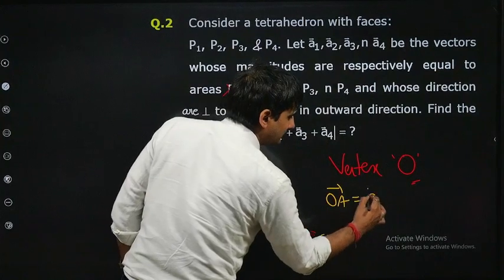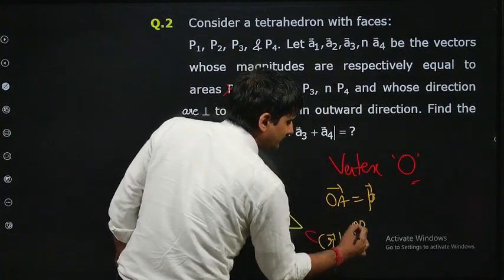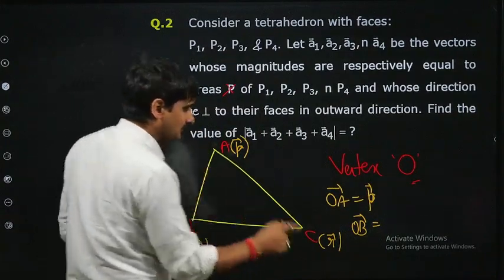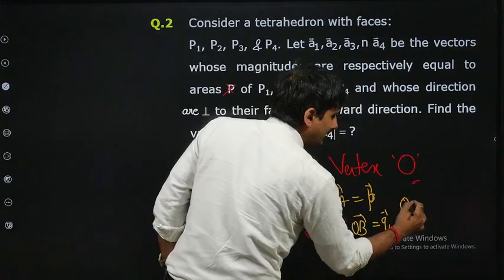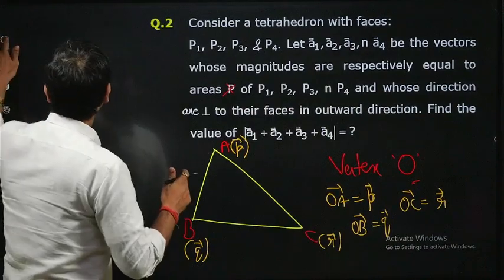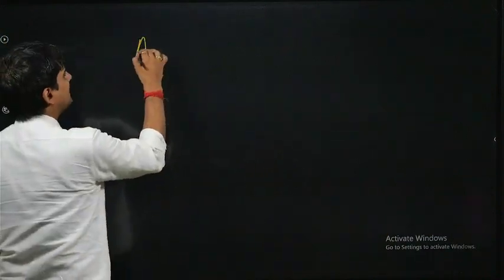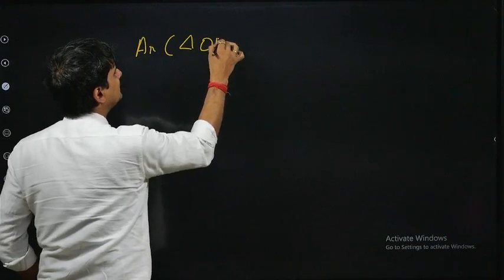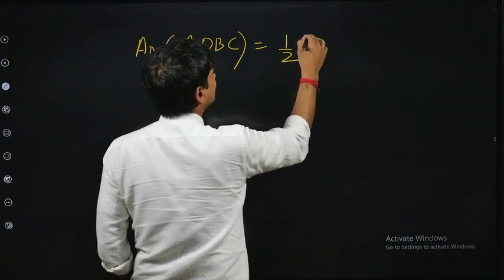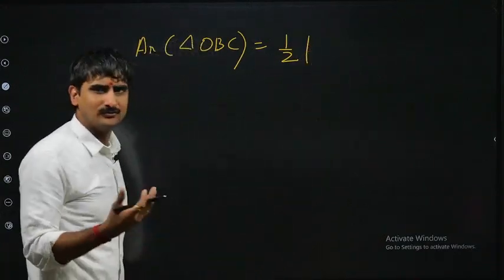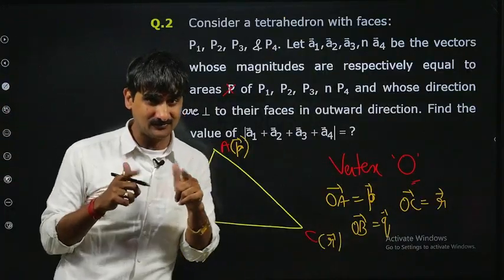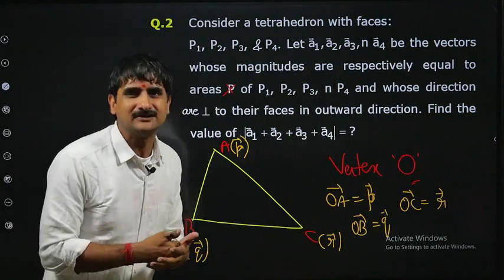So this is vector P, OB, position vector of vertex B with respect to the vertex of the tetrahedron O is vector Q, and vector OC is vector R. That's it, okay. Now if I ask you people to find area of triangle OBC, so we all know it's nothing but half times the cross product of 2 adjacent sides, okay, in terms of the vector.